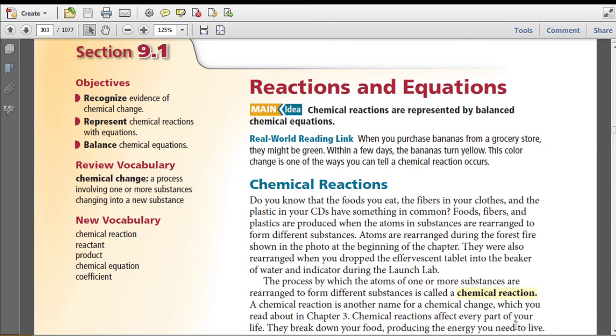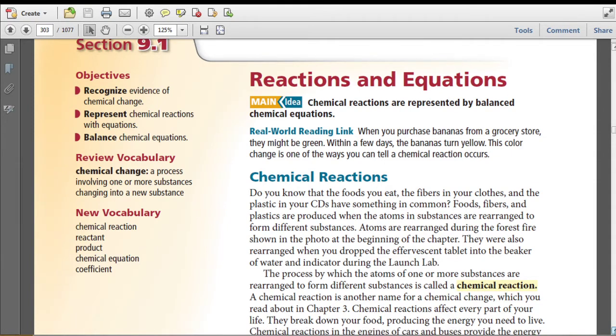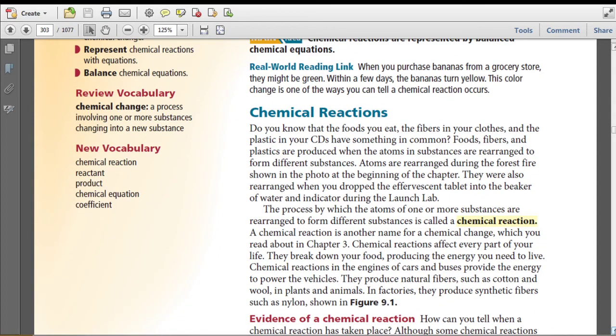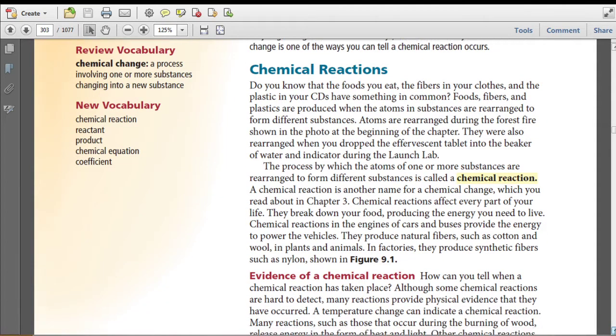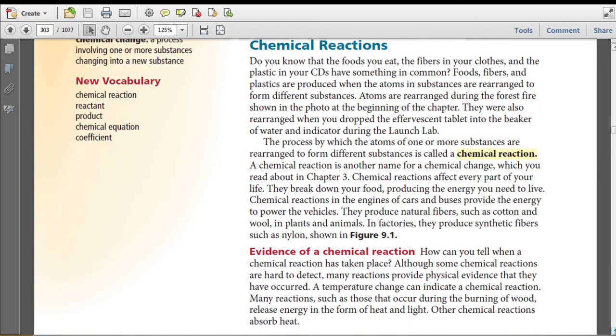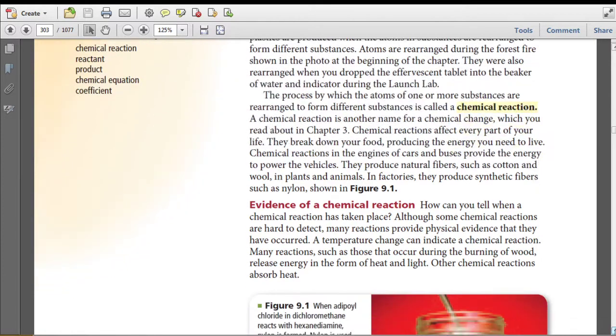chemical equation, and coefficient. Do you know that the foods you eat, the fibers in your clothes, and the plastic in your CDs have something in common? Foods, fibers, and plastics are produced when atoms and substances are rearranged to form different substances. The process by which the atoms of one or more substances are rearranged to form different substances is called a chemical reaction. A chemical reaction is another name for a chemical change, which you've read about in Chapter 3.